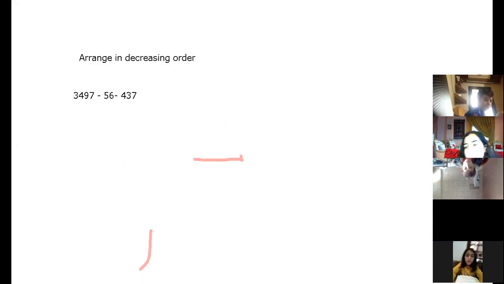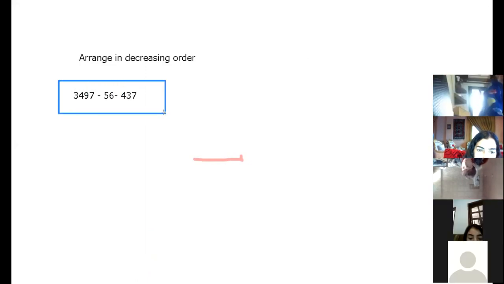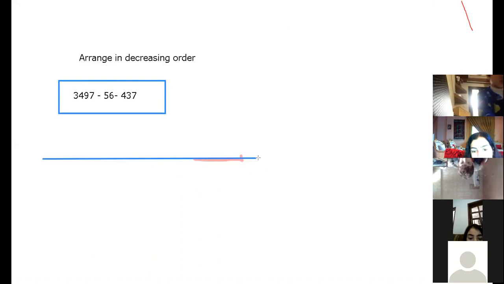Yalla, Muhammad Al-Hajjar. Don't try this on your copybook, okay? Do not try them. Yalla, Muhammad, arrange in decreasing order. Write them on the slide. What is the meaning of decreasing order, Muhammad? From big to small. Excellent, from big to small. Excellent, write it on the screen.